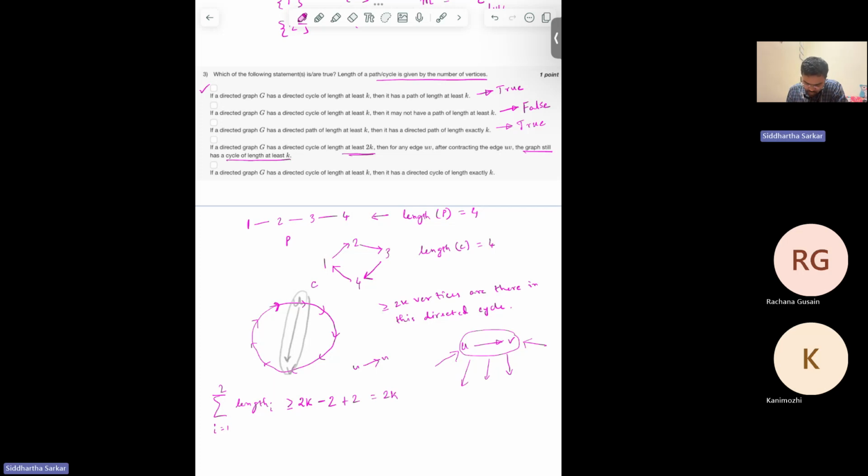So that means, by pigeonhole principle, at least one of the two directed cycles has length at least k. So that is exactly what I want, because there are two cycles. Overall, the sum of the lengths is at least 2k. So one of the cycles will have length at least k, and therefore this is true. Is that all right?